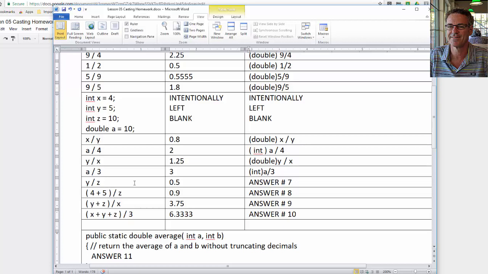y over z, you want to be 0.5. 5 over 10, but they're both ints, so one of these guys has to be a double. So double y over z. Okay, and then 4 plus 5 over z. z is an int, so you got to cast something to a double. If you know what casting is, there's no real way to mess this one up. You can put the double any place you want to.